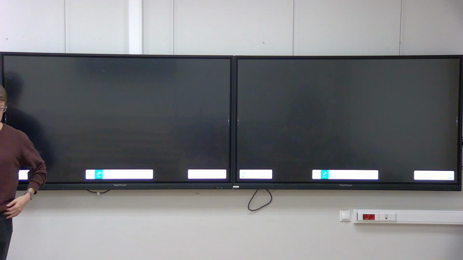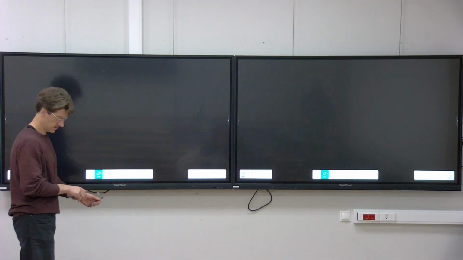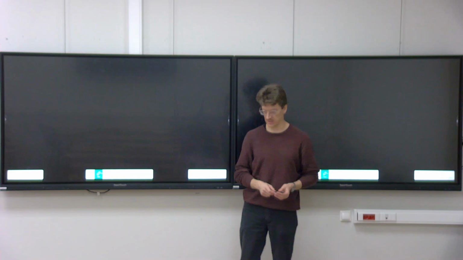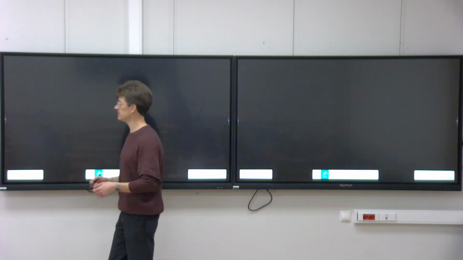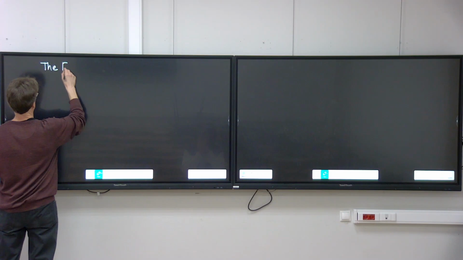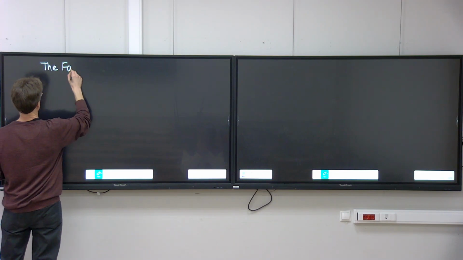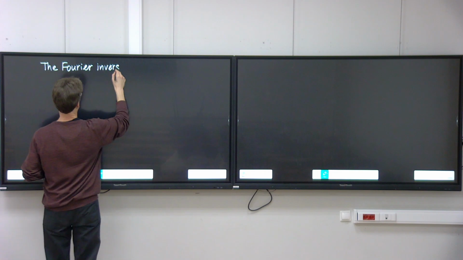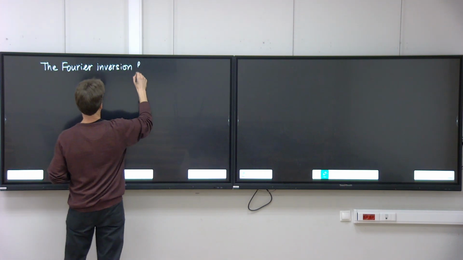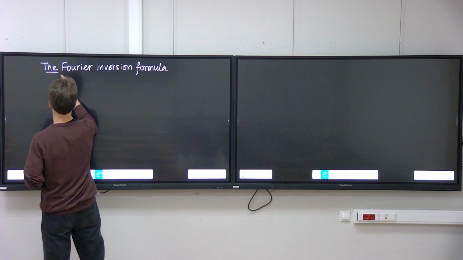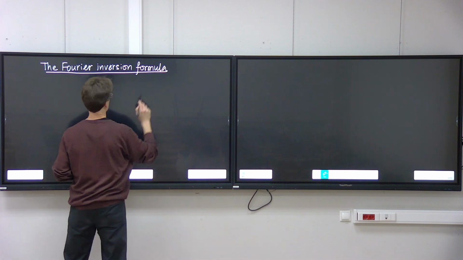Okay, today our first goal will be to prove the inversion formula, which was stated at the end of the previous lecture. The Fourier inversion formula. Well, let's recall the statement.